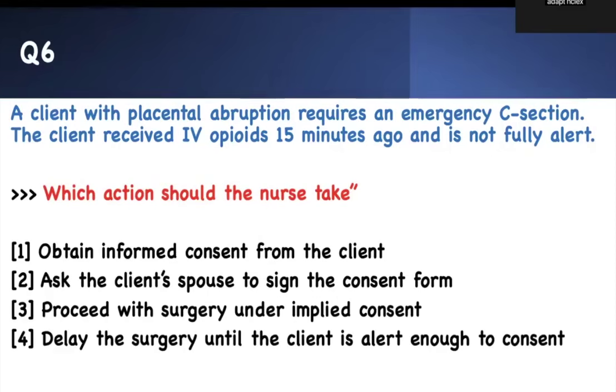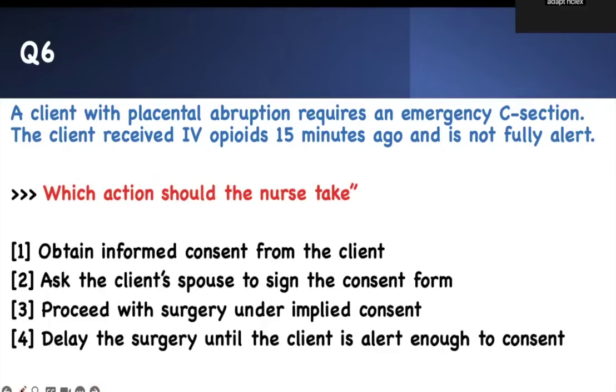Obtain informed consent from the client. Ask the client's spouse to sign the consent. The husband will sign the consent. Proceed with surgery under implied consent. Delay the surgery until the client is alert enough to consent. Look, in ethics, you got to follow fundamentals 101. She's impaired. She received opiate. She cannot do anything. Therefore, what do you do? Usually, it's okay to call a family member. It's okay for the husband to consent. But this is the problem.